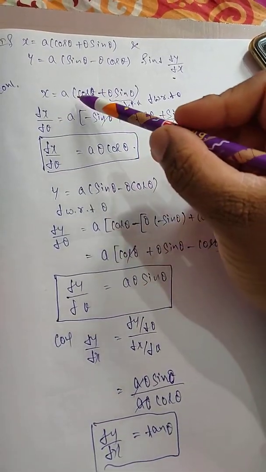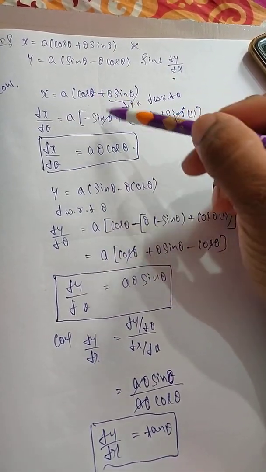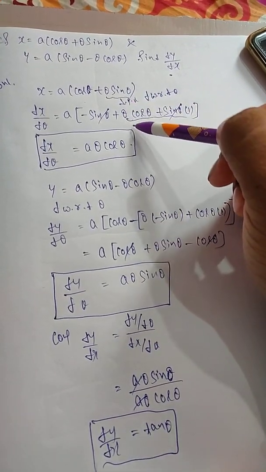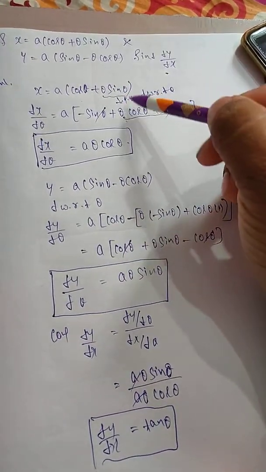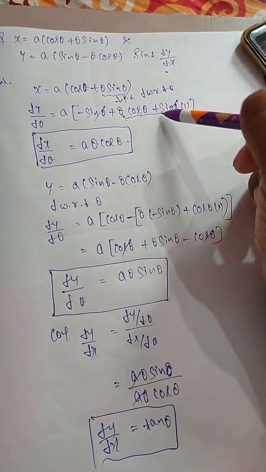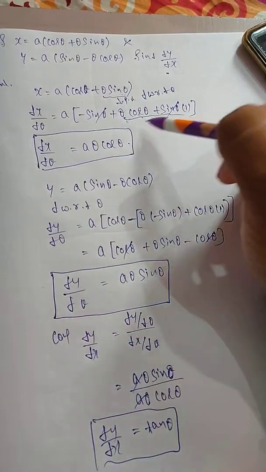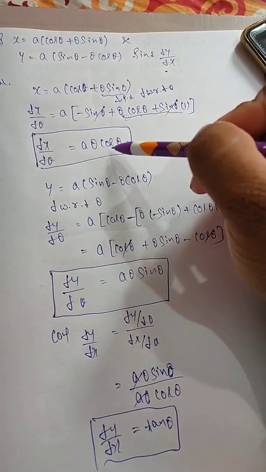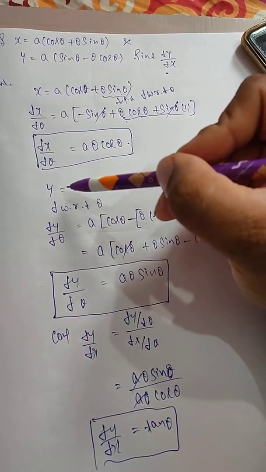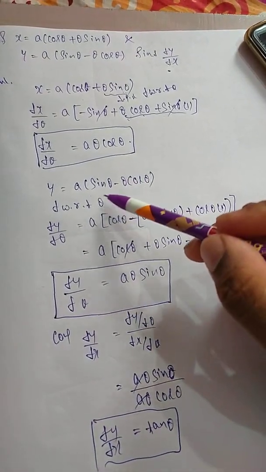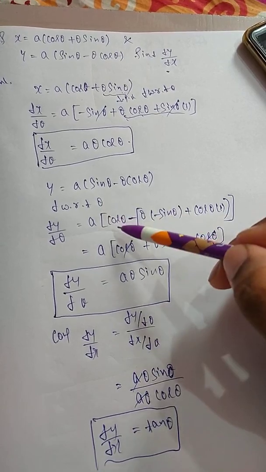Now dx by d theta is equal to, a is a constant. What is the difference? Cos theta is minus sin theta. Here we apply the product rule of differentiation. Theta as it is, differentiation of sin theta is cos theta, plus sin theta as it is, differentiation of theta is 1. Minus sin theta cancel, we are left with dx by d theta is equal to a theta cos theta. Now y is equal to a into sin theta minus theta cos theta. Differentiate with respect to theta, a is a constant. What is the difference? Sin theta is cos theta.